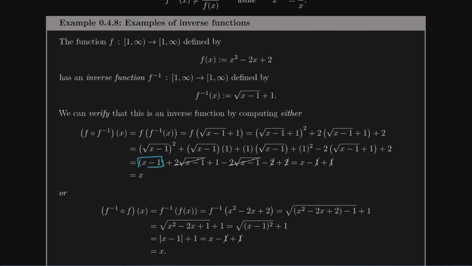And that term's going to be x minus 1. We've got a couple terms on the inside that are going to cancel. There's going to be a 2 root (x minus 1) and a negative 2 root (x minus 1) that cancel, as well as a plus 1 sitting around, but we'll also have a minus 2 and a plus 2 that cancel. But this plus 1 that's sitting around will cancel with that minus 1, and we're left with exactly x.